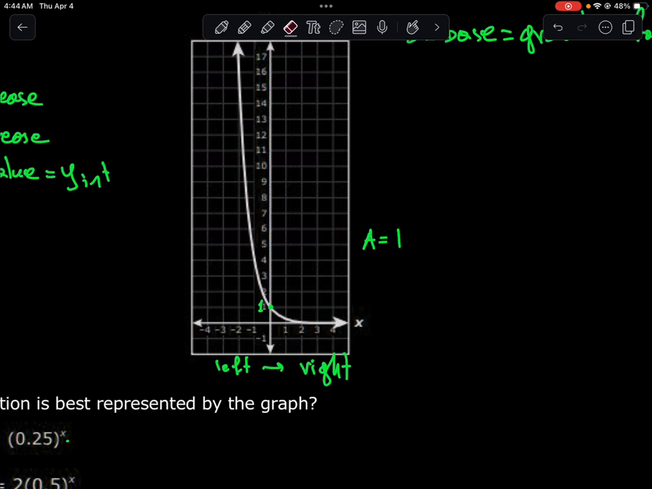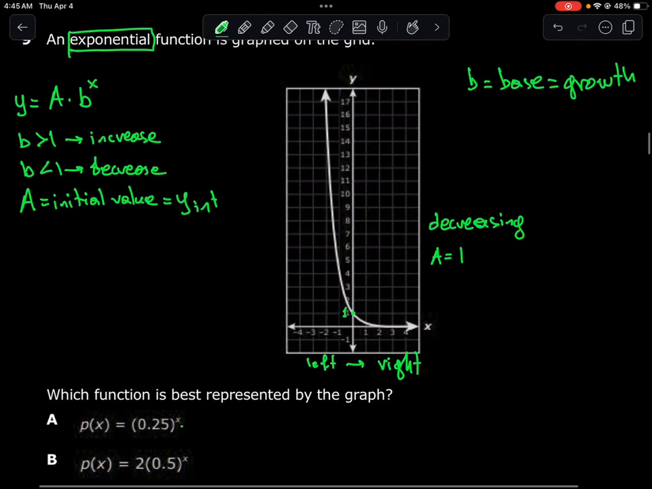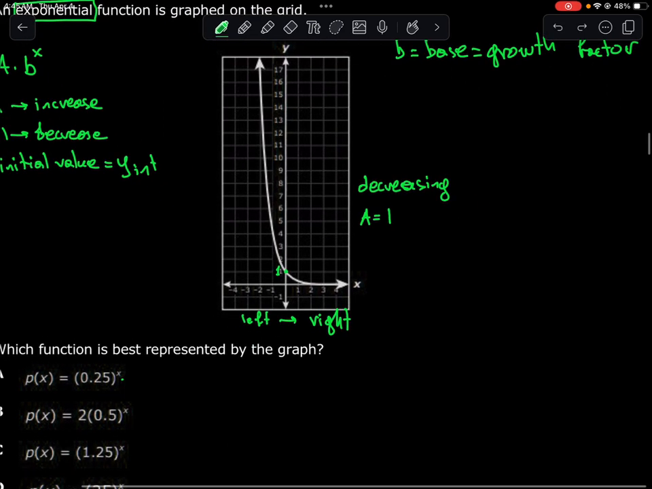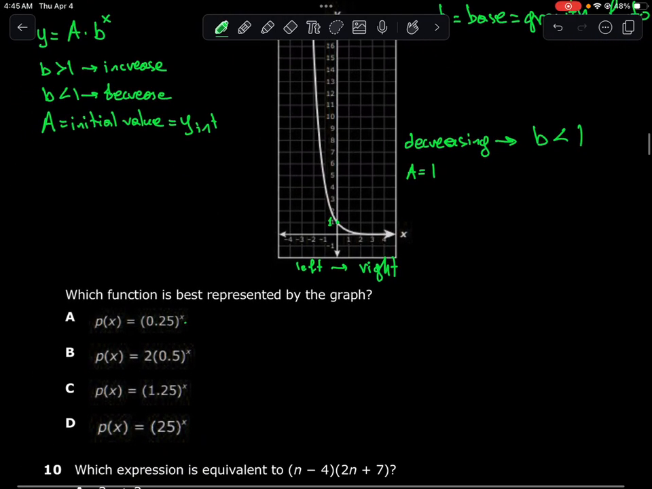So going from left to right, does it look like I go down or like I go up? I see that going from left to right I go down. That's decreasing. What does this mean? That means, in this case, b is going to be less than 1. With this information I can hopefully eliminate some of the answers.